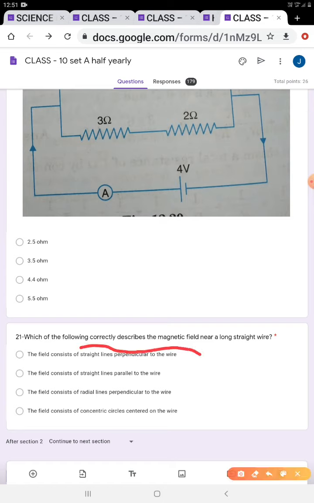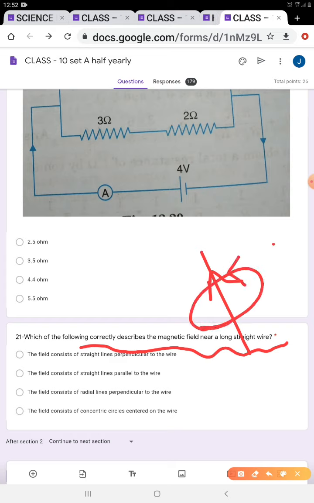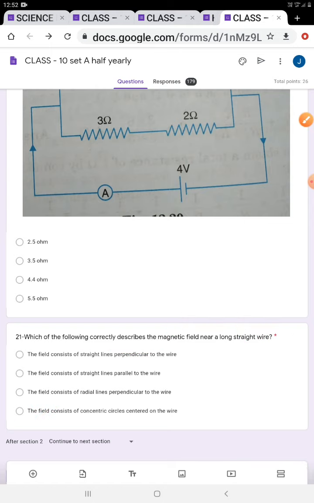Which of the following correctly describes the magnetic field near a long straight wire? We know about the straight wire. This is a straight wire. And what is the magnetic field pattern? We can use Maxwell's right hand thumb rule, and we will find out that the magnetic field pattern is in concentric circles. So you can check from your options, and there is option D. The magnetic field consists of concentric circles centered on the wire. This is our answer. Thank you.